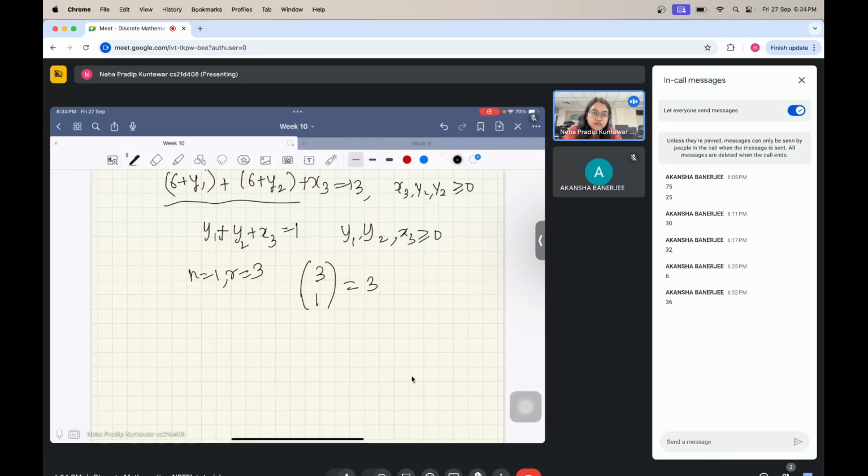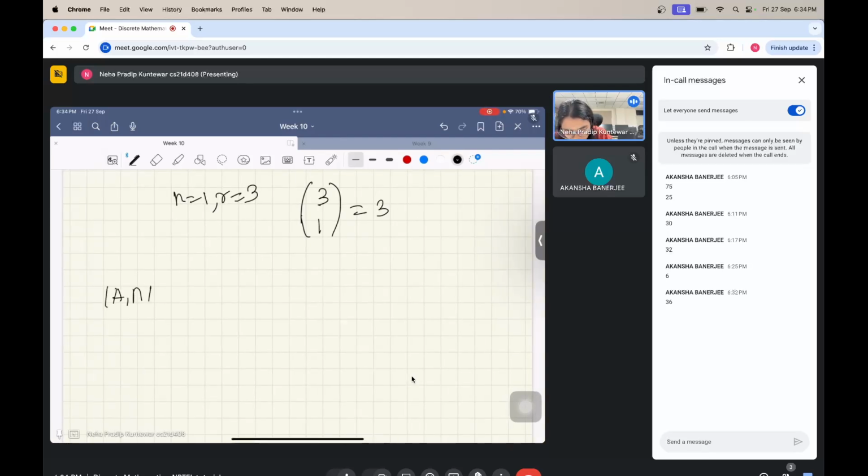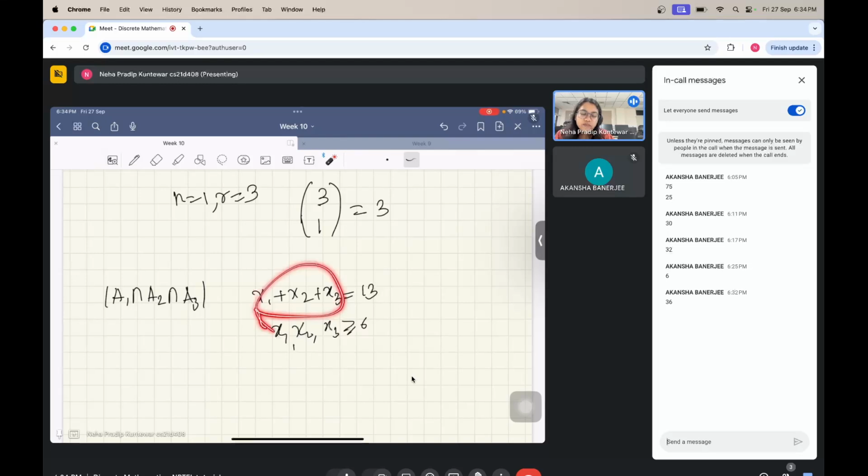And now what you are left to find is a1 intersection a2 intersection a3, which is nothing but the set of all solutions where x1, x2, x3 are all at least 6. And note that this is not possible, because if all of them are at least 6, then the total sum would be at least 6 into 3, which is 18, and so you can't get 13 at all. So the number of solutions for this is going to be 0.